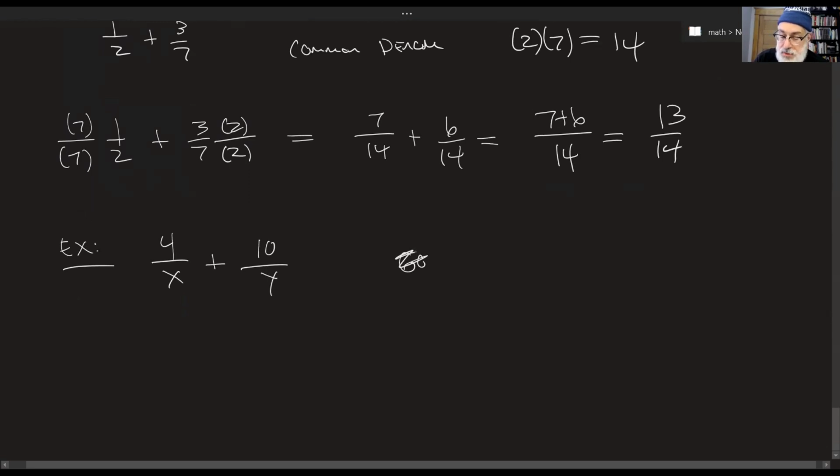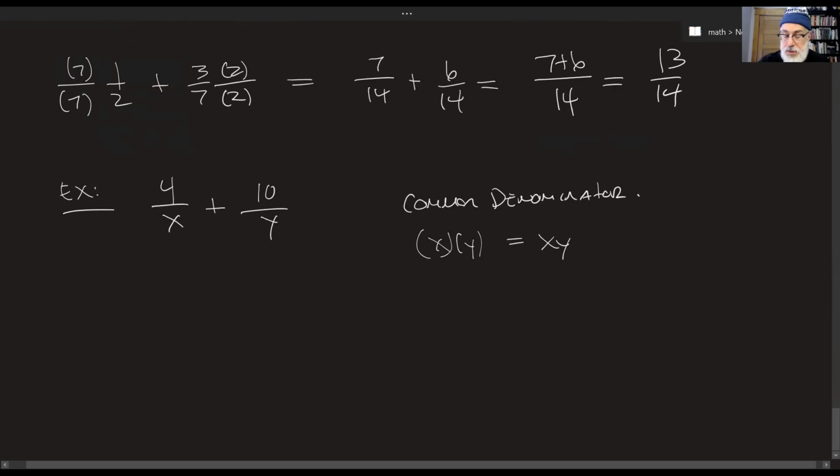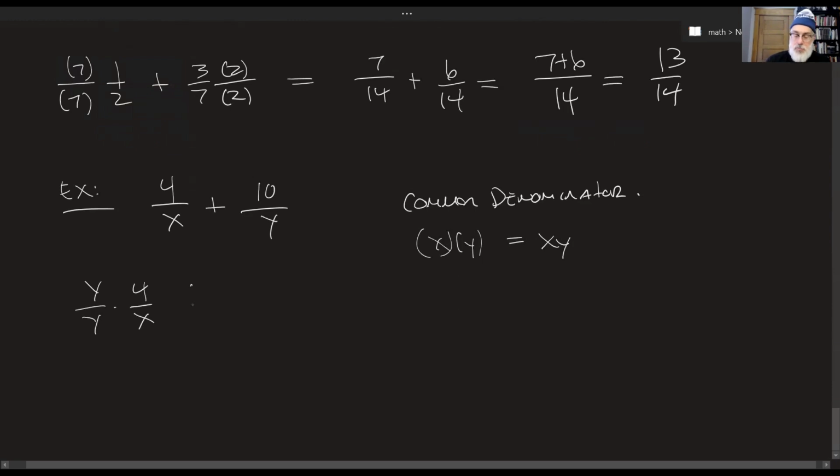So the common denominator here, I'm just going to take the x and y and multiply them. So the common denominator will be x times y. So what do I need to multiply the first fraction by so I get an xy in the bottom? Well, I have to multiply top and bottom by y. And what do I need to multiply 10 over y by to get xy in the denominator? Well, again, that's going to be x over x.